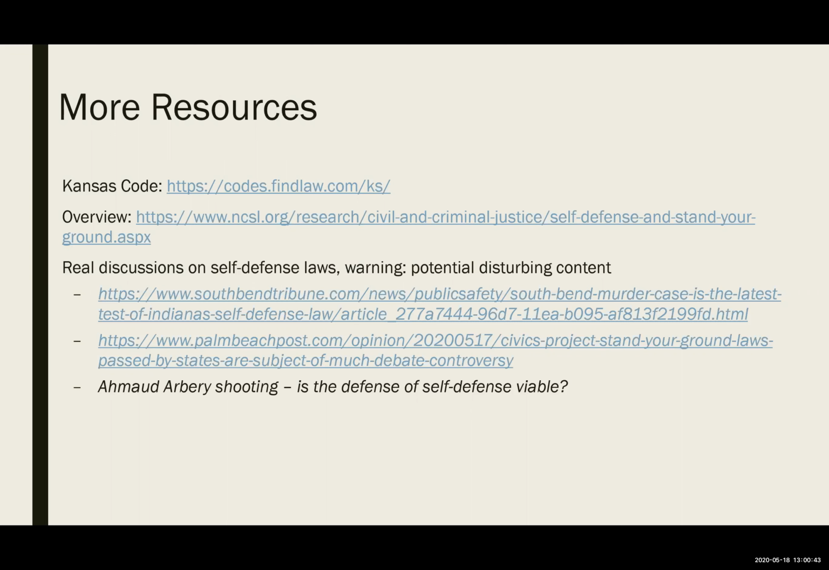I cannot emphasize enough, if you're from Kansas, if you're from Missouri, if you're from California, know what your laws are because they do change state to state.